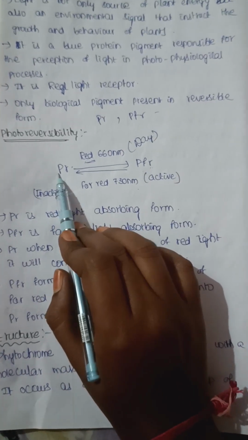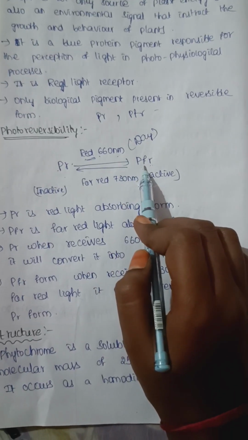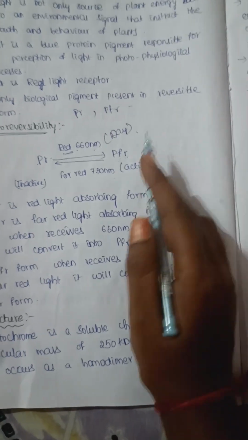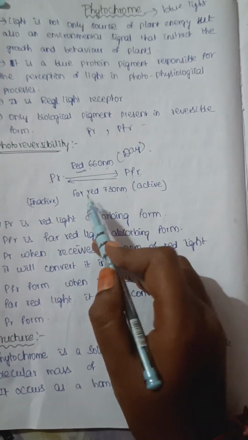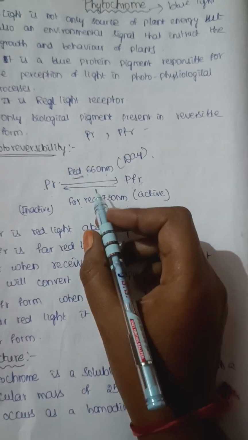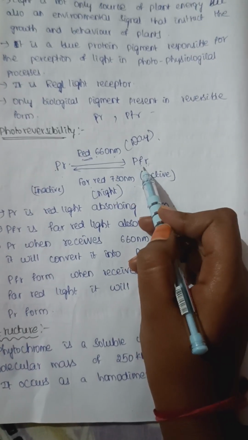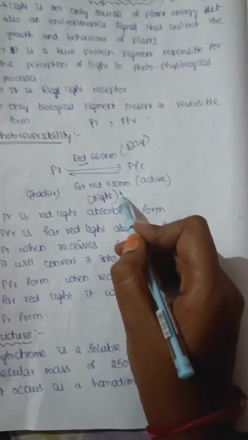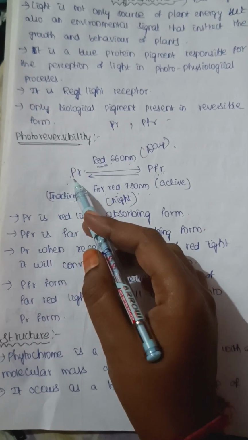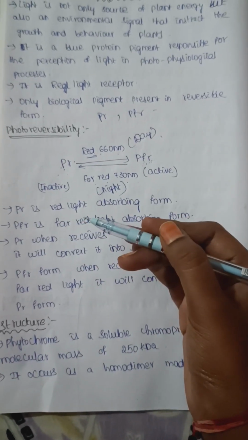So when the PR form receives red light of 660 nanometers, it will convert into the PFR form, which mostly occurs during the daytime. When the PFR form receives far red light, that mostly occurs during the night time. So when the PFR form receives far red light of 730 nanometers during the night time, it will convert into the PR form.